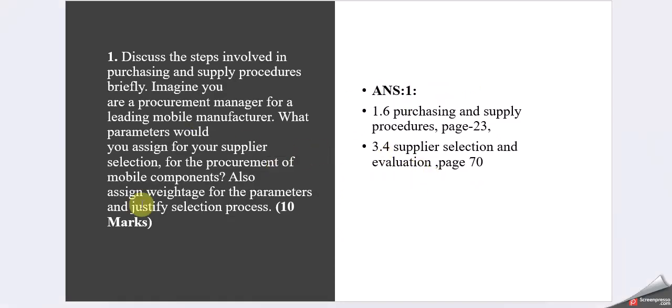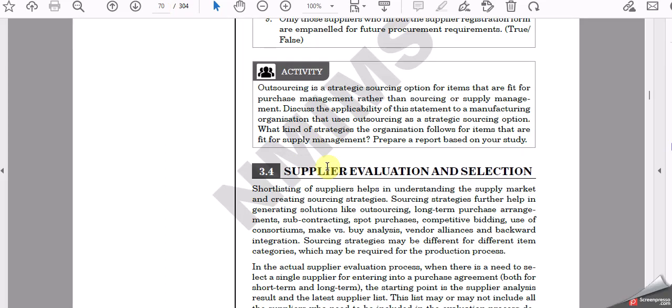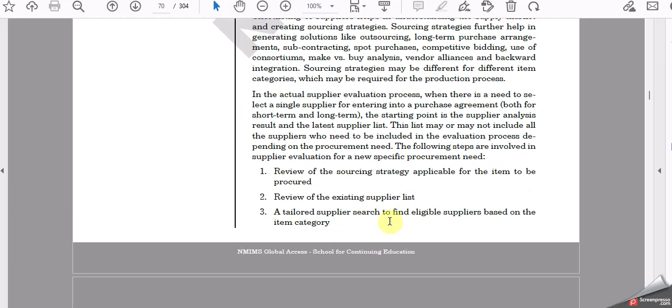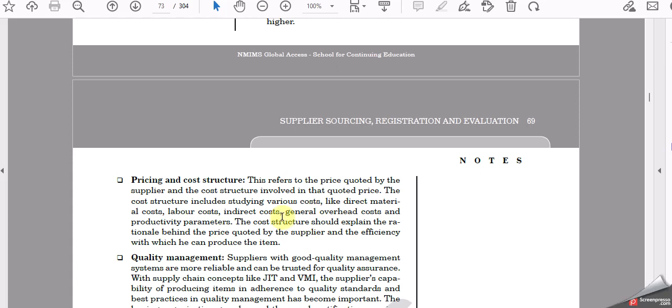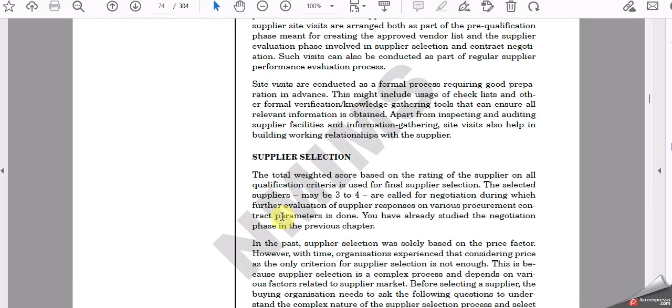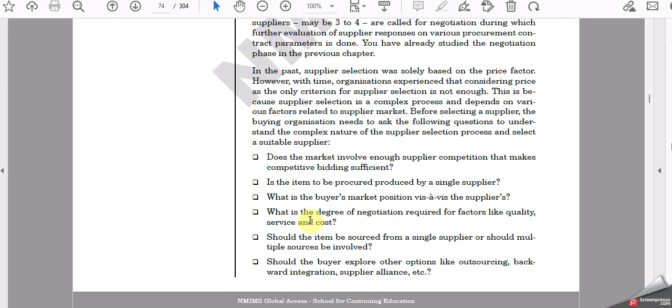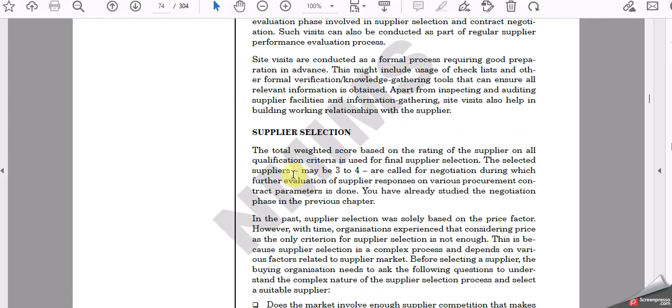Then going to the second part of the question, which is supplier selection and evaluation, that is in chapter 3, subheading 3.4, supplier selection and evaluation. Let me take you there, page number 70. So here is supplier selection and evaluation. In this you have the supplier selection parameters which you can look at, and also try to put up what is more important for an industry like the mobile industry. And the final one is the evaluation part of it.